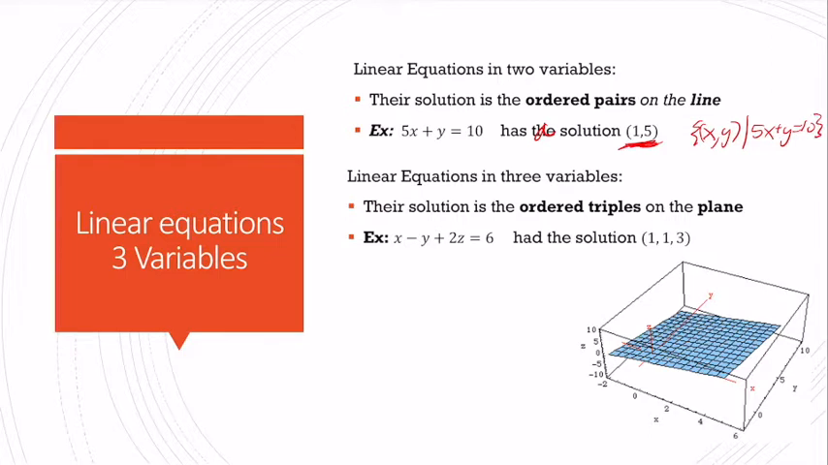When I'm working with a linear equation in three variables, this is a little bit different. Their solution is all the ordered triples on the plane. So the graph in three variables forms a plane, kind of like a sheet of paper. I tried to include a good image over here, but it has a solution (1, 1, 3).